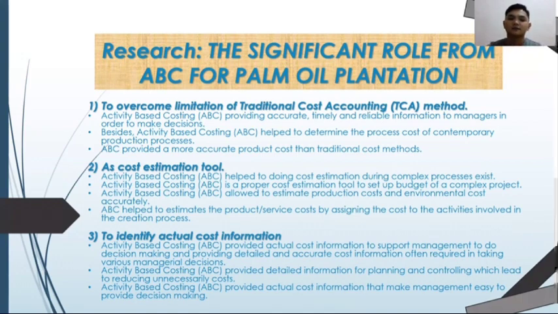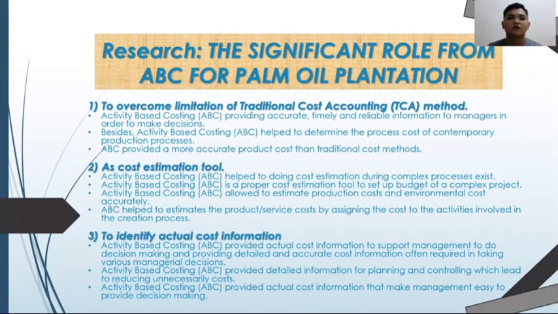The second one is as a cost estimation tool. The activity-based concept helps in doing cost estimation during complex process phases, and it is a proper cost estimation tool to set up the budget of a complex project. ABC allows production costs and environment costs to be estimated accurately. And lastly, ABC helps to estimate the product or service cost by assigning the cost to the activities involved in the creation process.